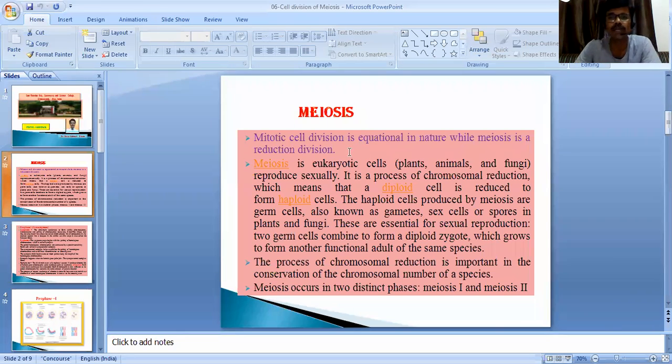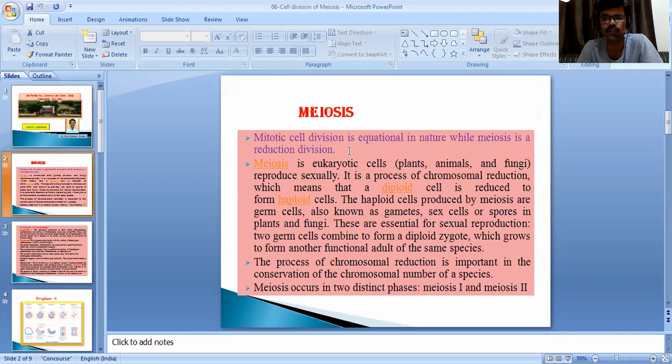So we have prepared some PPT. We see the PPT of meiosis cell division. Meiosis is a process by which eukaryotic cells, plants, animals, and fungi reproduce sexually. It is a process of chromosomal reduction, which means that a diploid cell is reduced to form haploid cells.